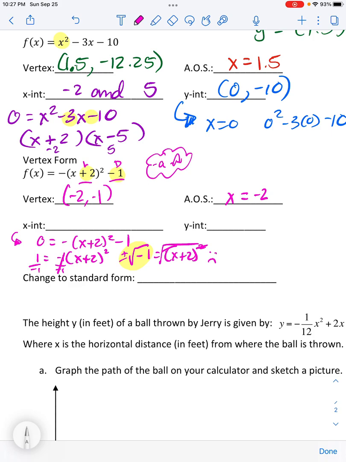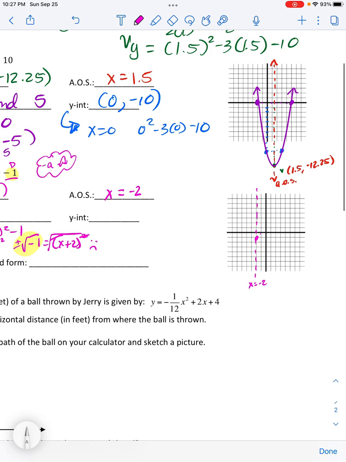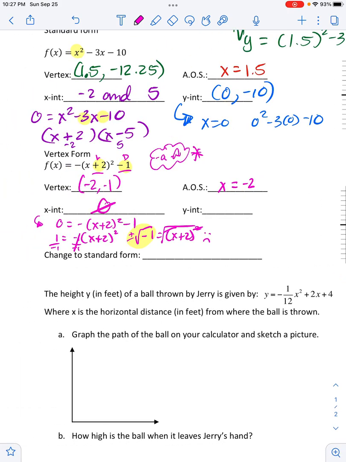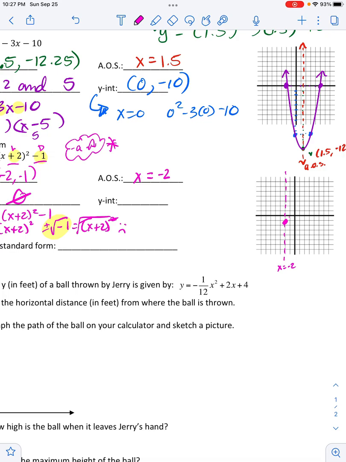So let's think about it. I'm not getting an answer. Look at where your vertex is. It's right here. Think about what you knew going into this. Your parabola is supposed to open down. So it makes sense to me that there aren't any x-intercepts, because if my parabola has a vertex right there and the vertex is a max, it's not going to go above that and it's not going to cross the x-axis. Now, it'll still cross the y-intercept.